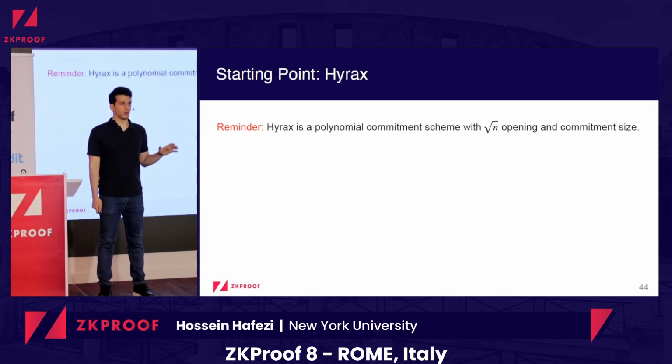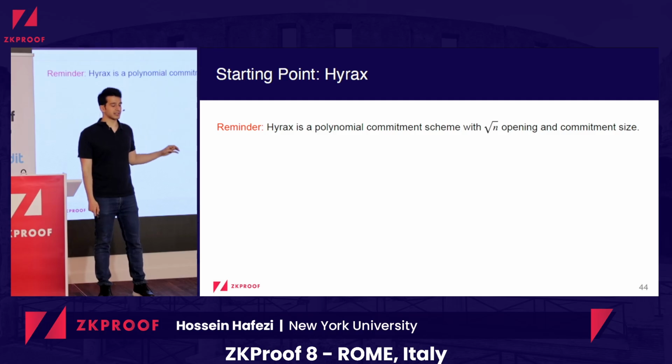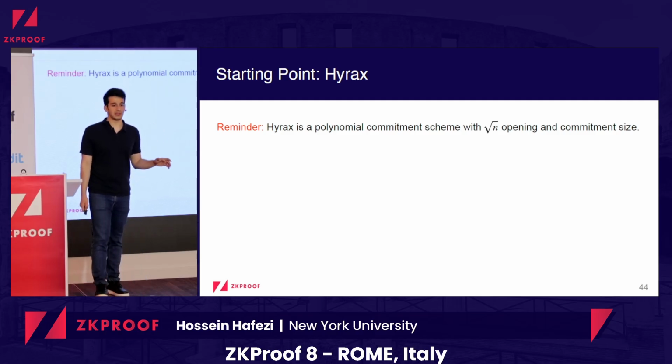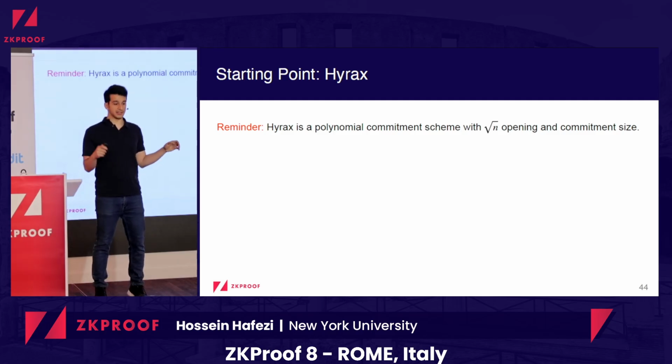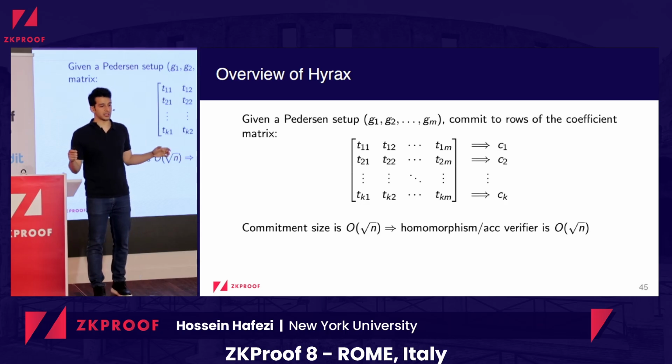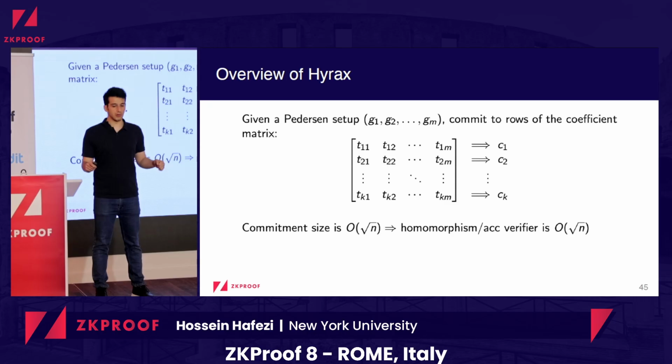So our starting point to build KZH is Hyrax. Hyrax is a polynomial commitment scheme with square root opening and commitment size. If I want to tell you how Hyrax works at a high level, we put the polynomial evaluations or polynomial coefficients in a matrix of size square root times square root. And then we also have a Pedersen setup such that its size is equal to the size of the row.